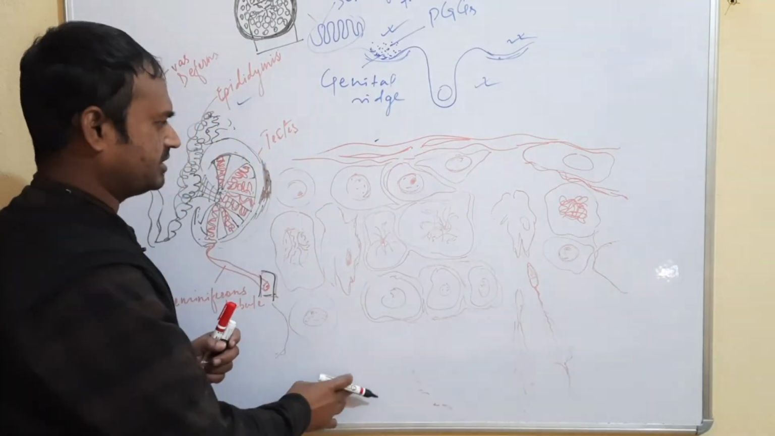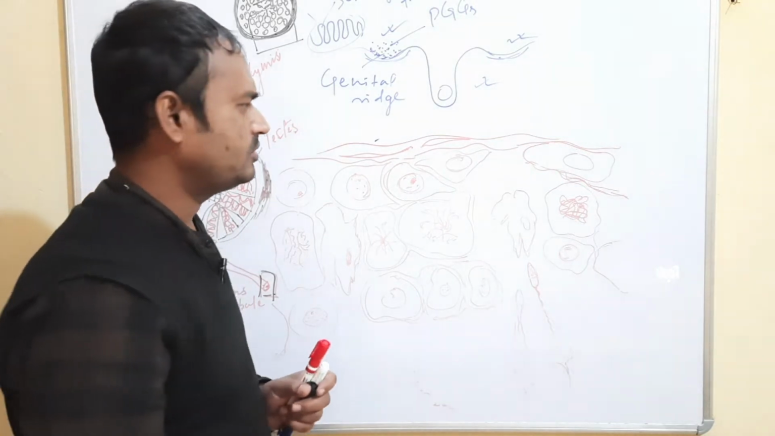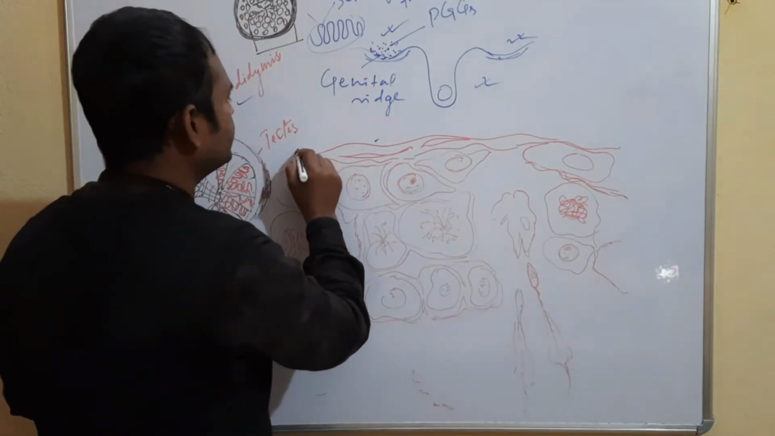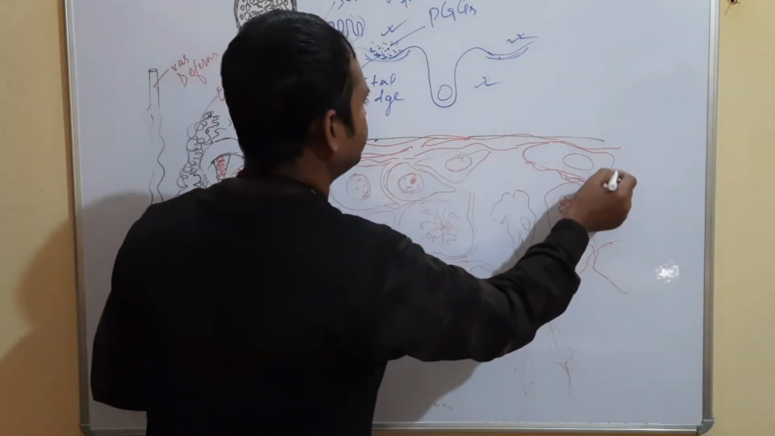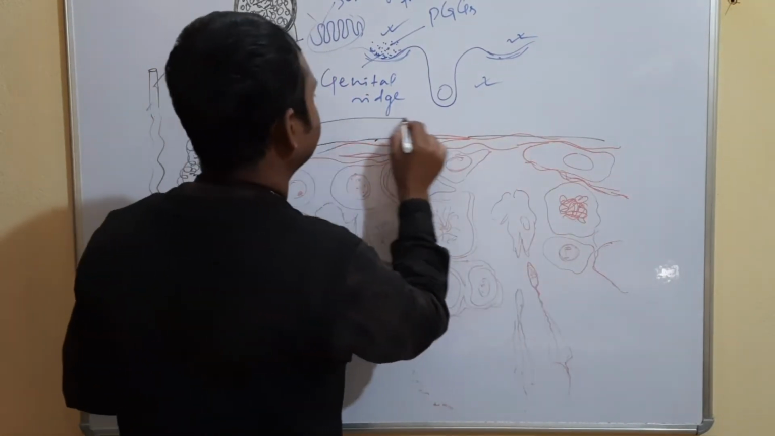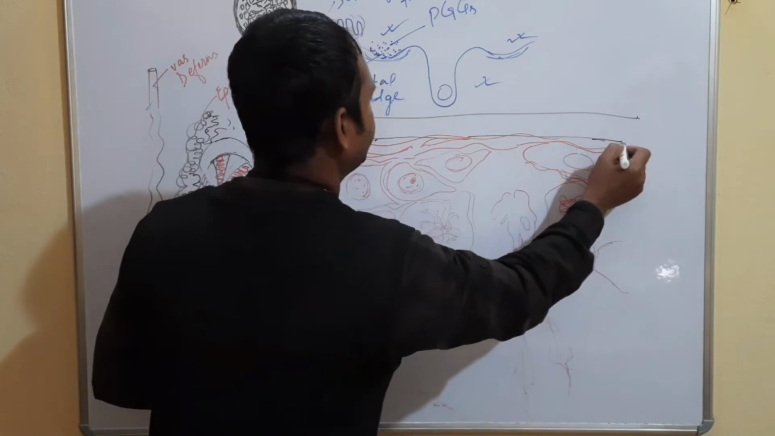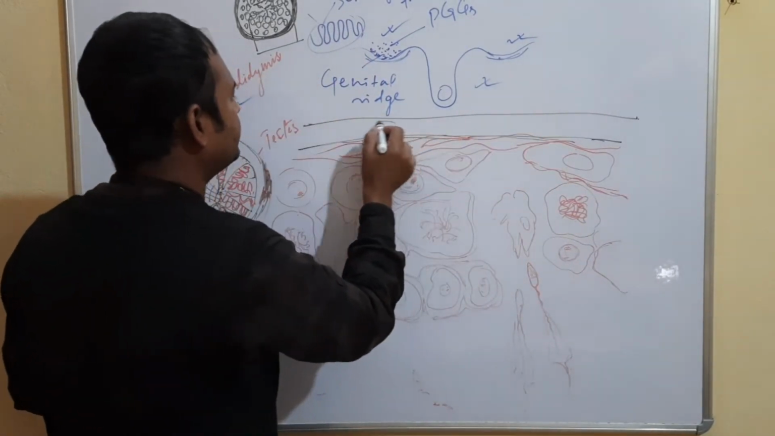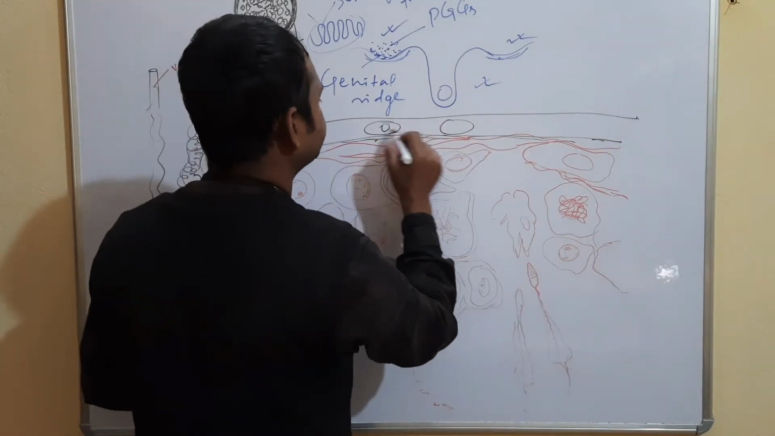Now let us understand what this is about. Okay, so this is the outer layer. You can say this is the outer layer, and in this layer we find the Leydig cells.